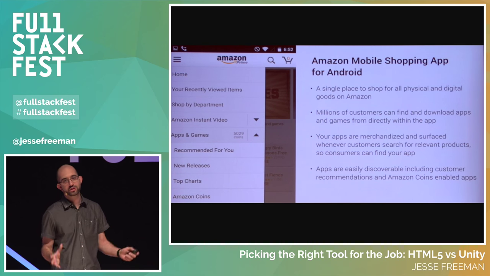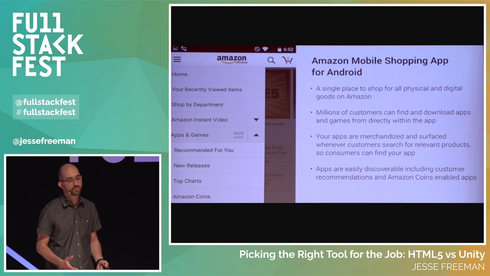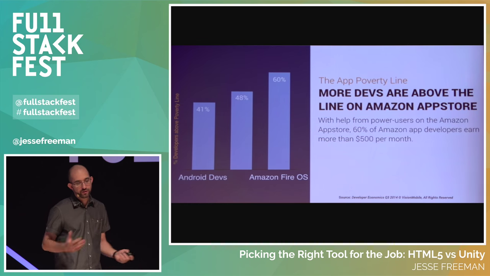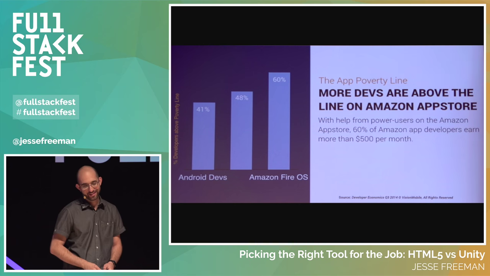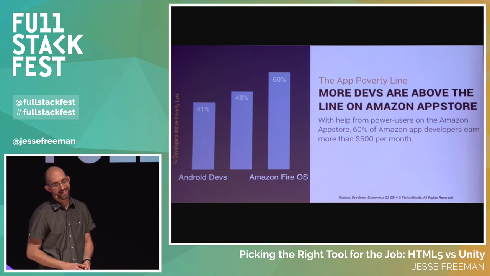So there's a lot of things that we're doing to try to change the way that developers make money. And a reason is that I'm not a big fan of this slide. This is a lot better than the other slide that I showed, but there's this thing called the App Store poverty line.